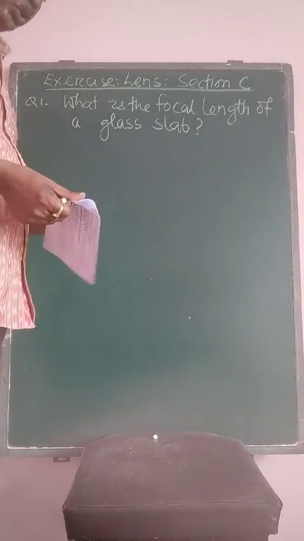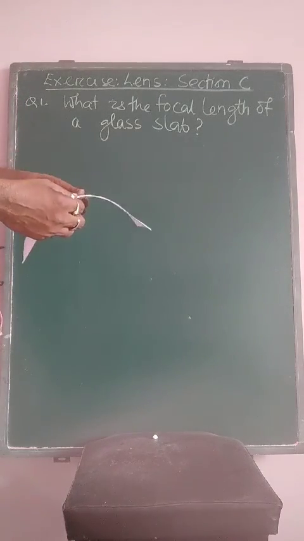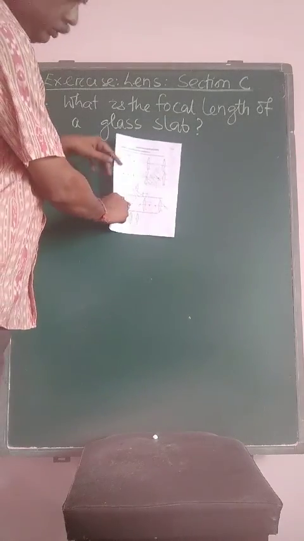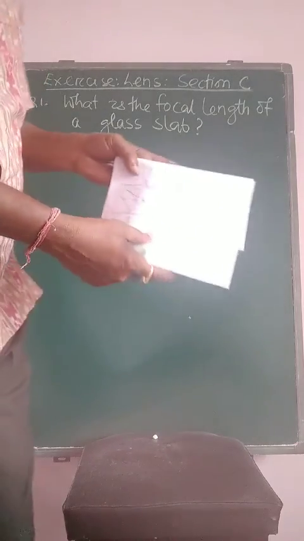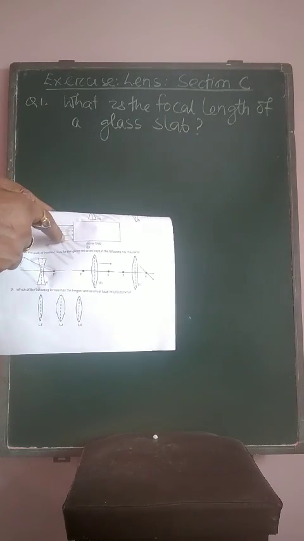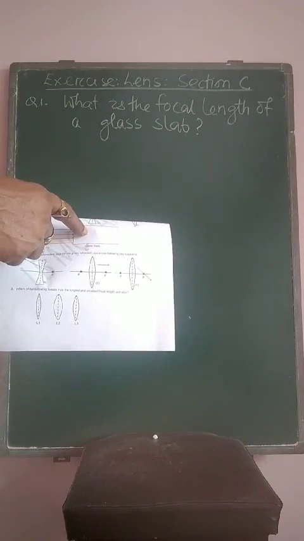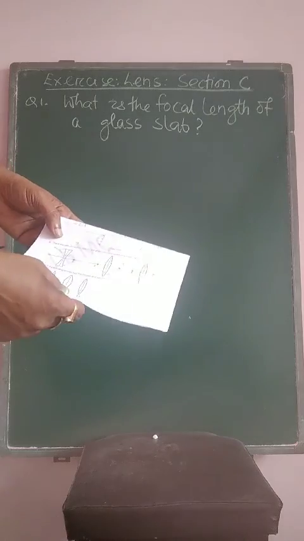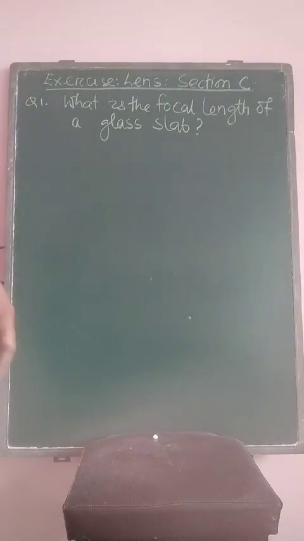In the previous question number 1G, you have been asked to find out the path of refracted ray from the glass slab, and we have answered that the refracted rays also will pass undeviated. So let us again discuss.